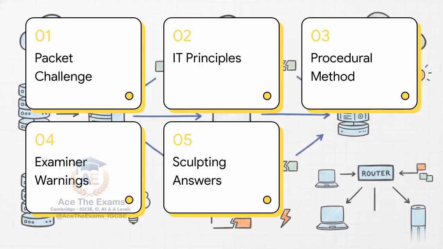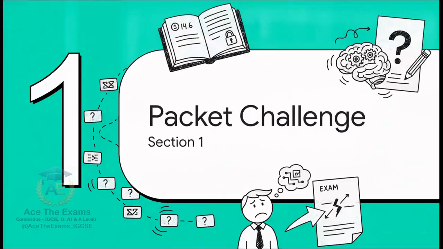So here is our roadmap for today's session. We'll kick things off with the packet switching challenge. Then we'll look at the underlying IT principles. Third, we'll dive into the procedural methodology. Fourth, those critical examiner warnings you need to dodge. And finally, we'll put it all together by sculpting the perfect answer. Let's jump right into Section 1, the packet switching challenge.